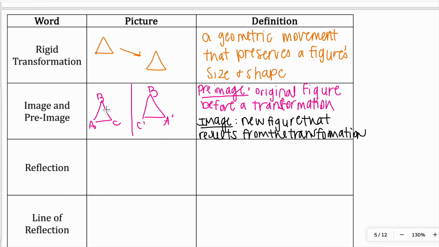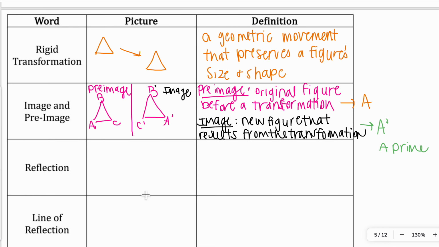Okay, so in this picture we have the pre-image, which is this normal ABC. And then we have the image, which is the A prime, B prime, and C prime. So make sure you note that whenever we're talking about lettering, the pre-image is a normal letter, whereas the image has a letter with a little prime symbol, and you would call this A prime.